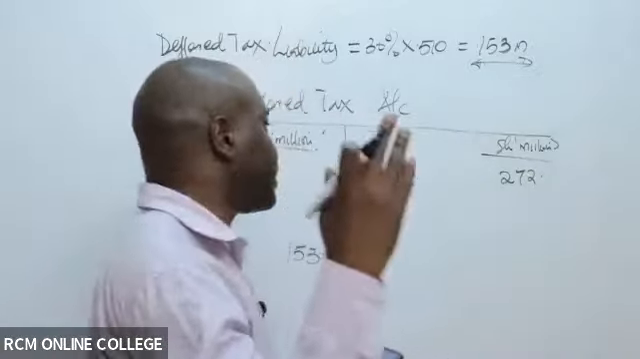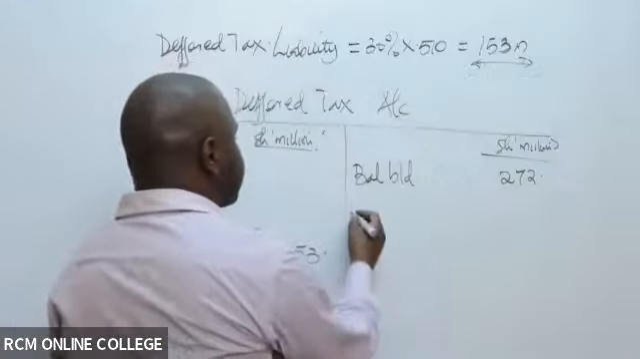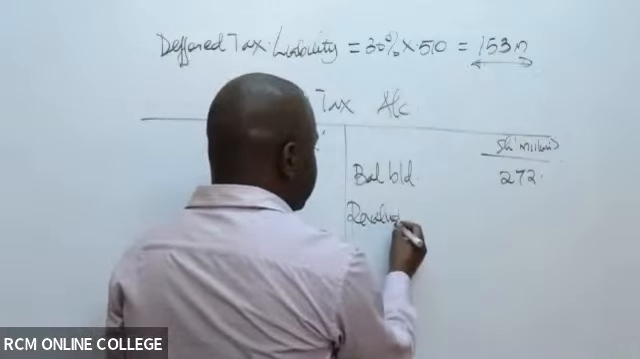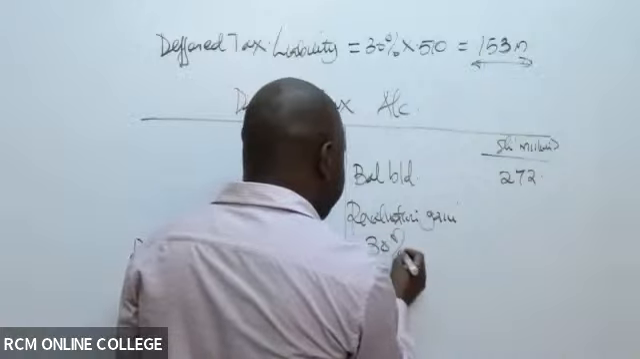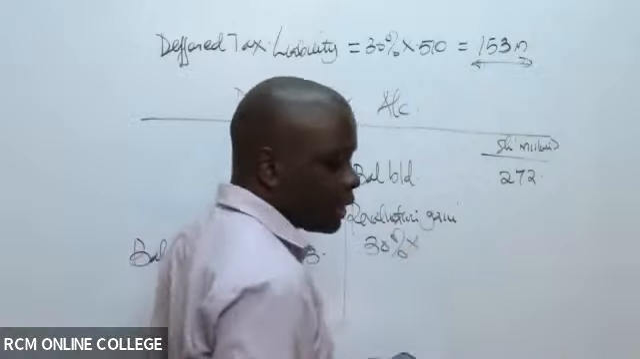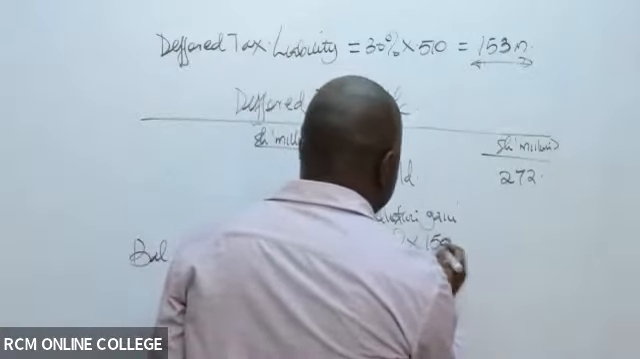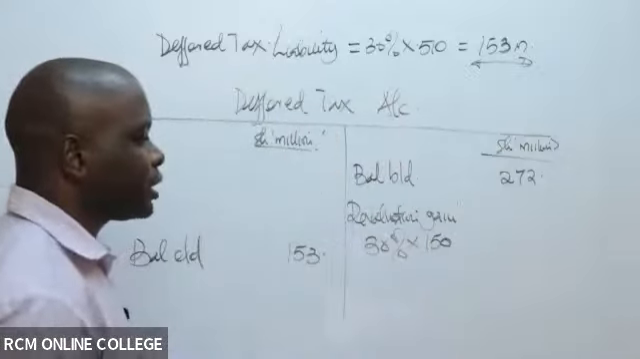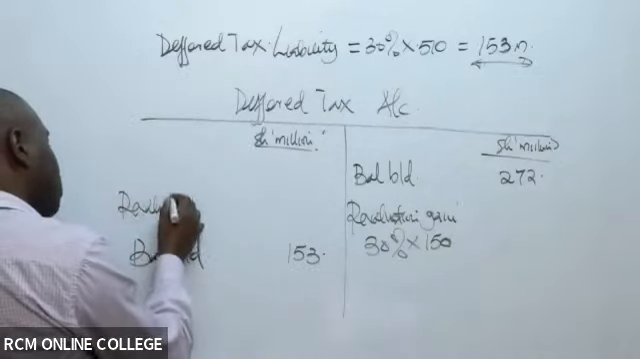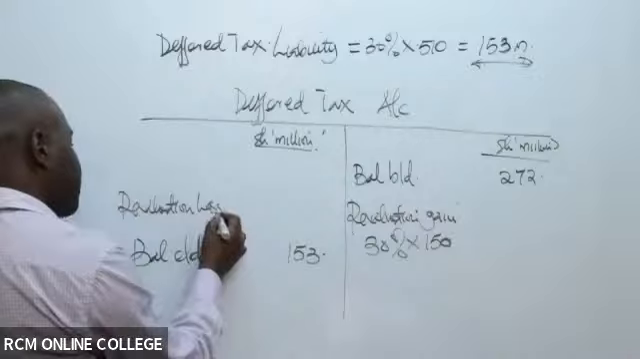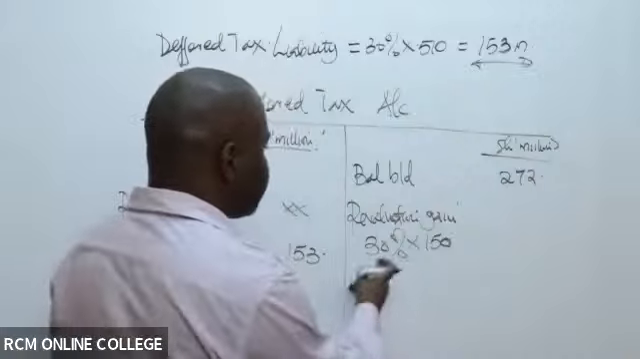Rule of thumb: any revaluation gain, you credit it in the deferred tax account. So you put here revaluation gain. But you have to consider the deferred tax on this revaluation gain by multiplying with the revaluation gain, which was 150. If it was a revaluation loss, you would put it on the other side, but we don't have that. What you have is a revaluation gain. So how much are you getting? 30% of 150.